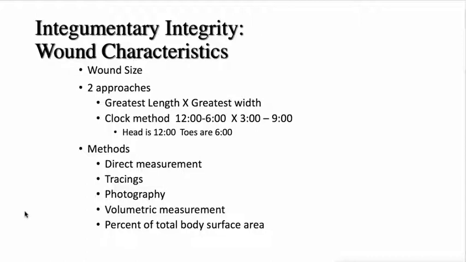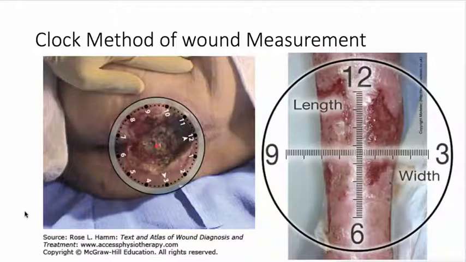There are various methods for wound measurement. We could do a direct measurement, tracing, photography, or volumetric measurements, or the percent of total body surface area. Here's a clock method. Remember, the head is 12 and the toes are 6. So this will allow you to see and document so the other person can follow up where things are.